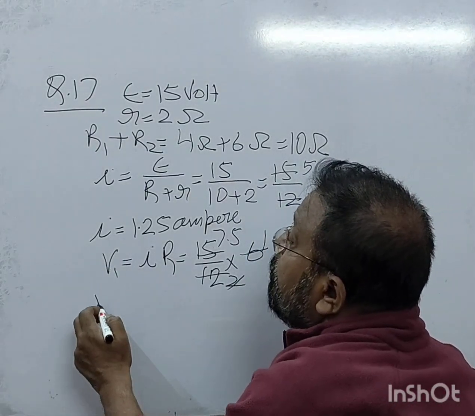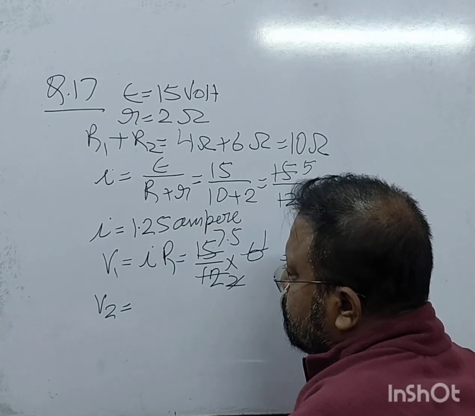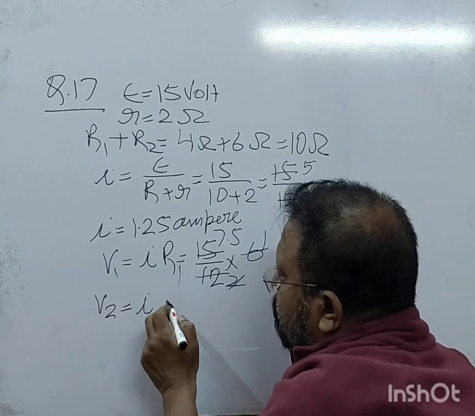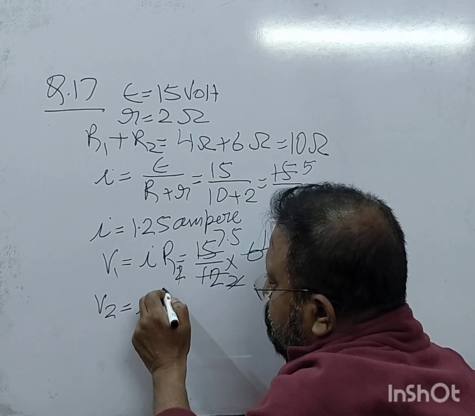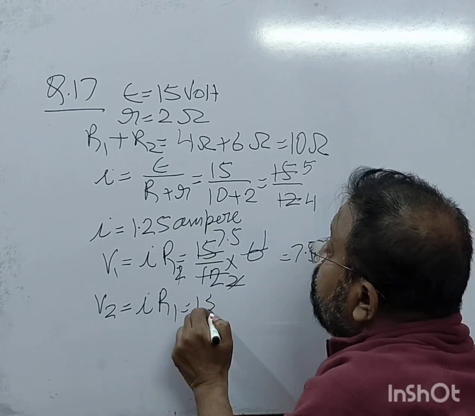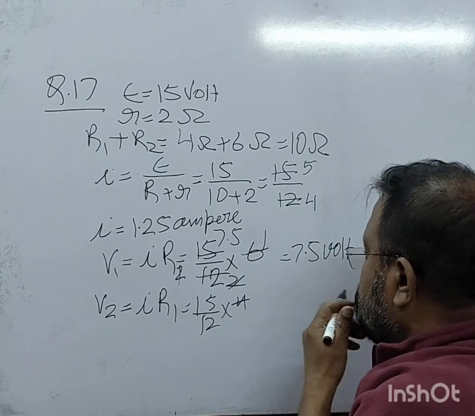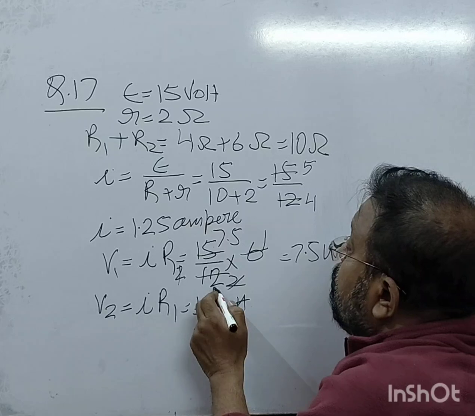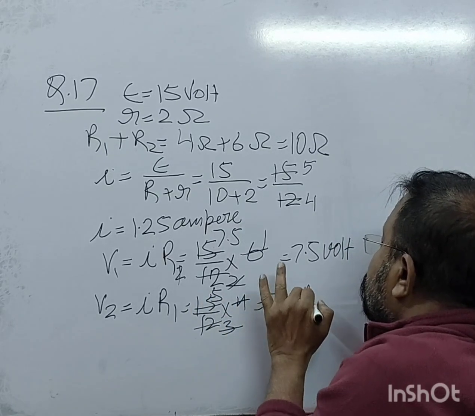ये V1 है. V2 कितना हो जाएगा? I इंटू R2 था ये I इंटू R1 is equal to 15 by 12 into 4. It becomes 3, 5. So 5 volt, right?